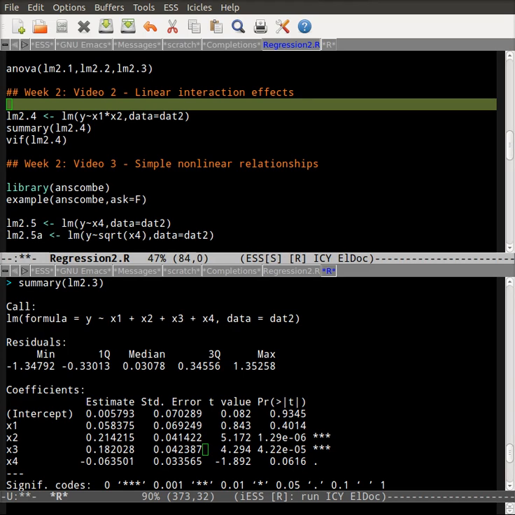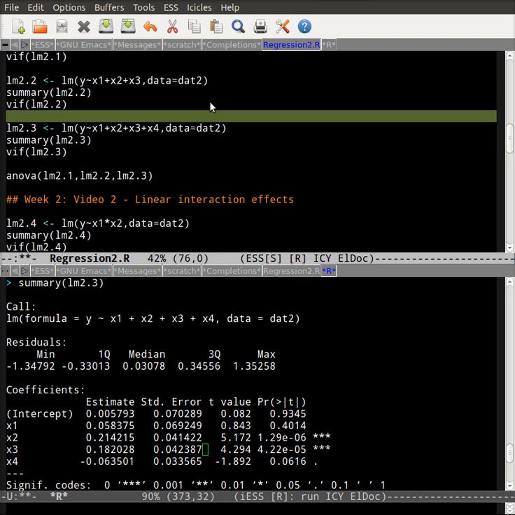The second video for this week is a quick transition from a standard linear model where all the effects are additive to adding a little bit more complicated twist to our model where we have linear interaction effects. So what does that mean?